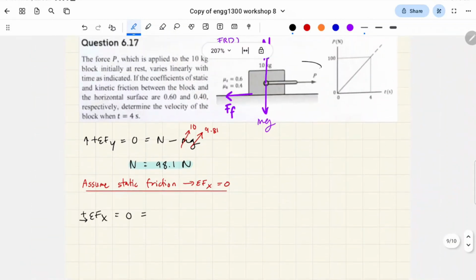And so therefore, if we're in static equilibrium, all the arrows pointing to the right should equal the arrows pointing to the left. In other words, P minus Ff.